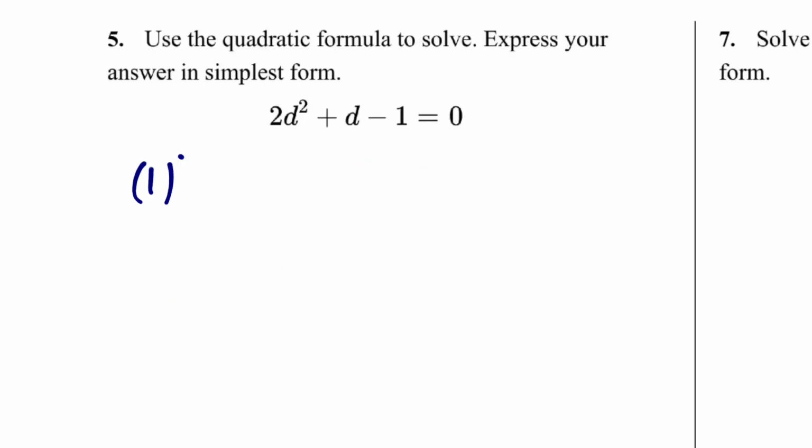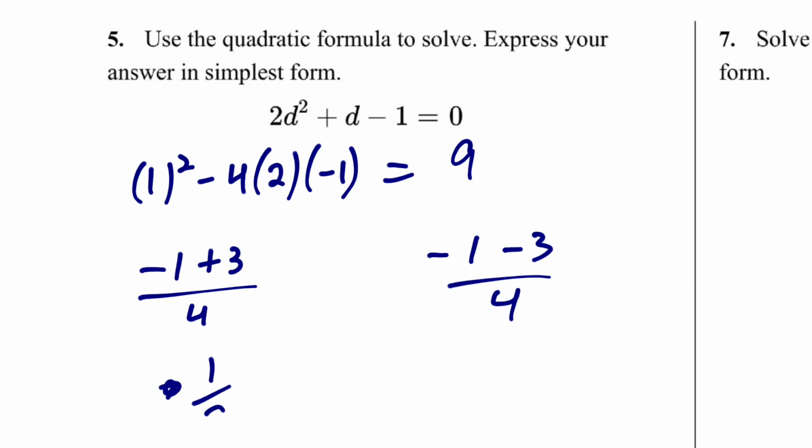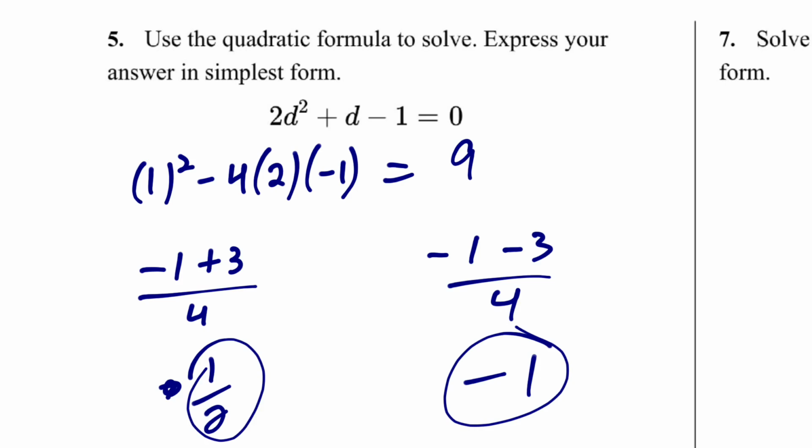Next up, I have 1 squared minus 4 times 2 times negative 1. This will give me a discriminant of 9. So I have negative 1 plus 3 over 4. I have negative 1 minus 3 over 4. So this part will simplify to just 1/2. And this part will simplify to negative 1. Those are my two answers.